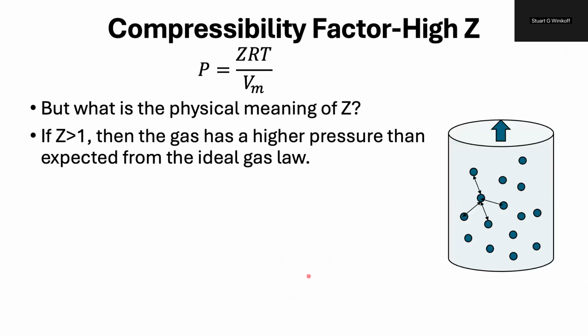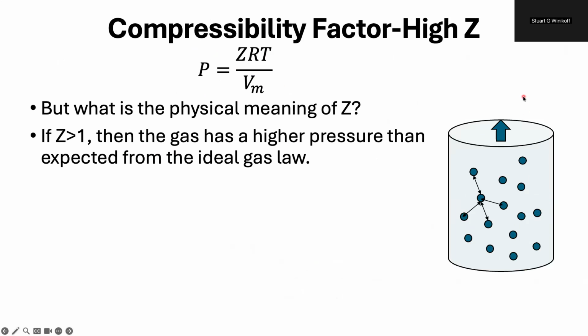But what happens if that Z is greater than 1? So what's the physical meaning of that? So if the Z is greater than 1, looking at our modified gas law, we'll note that that means that we're going to have a much higher pressure than expected from the ideal gas law. That means that this container is going to exert a lot more pressure.